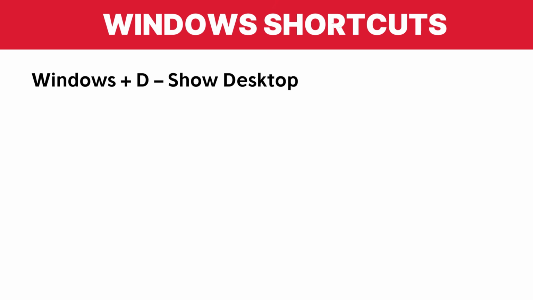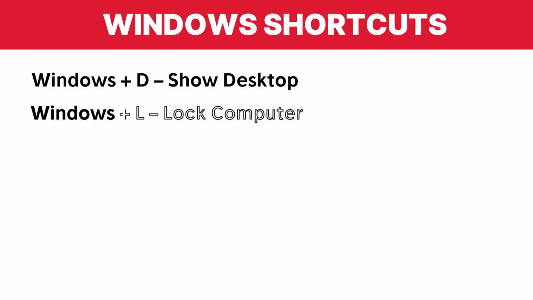Windows shortcuts. Windows plus D, show desktop. Press Windows key plus D to quickly show or hide the desktop. Windows plus L, lock computer. Leaving your computer for a moment? Press Windows key plus L to quickly lock your computer.